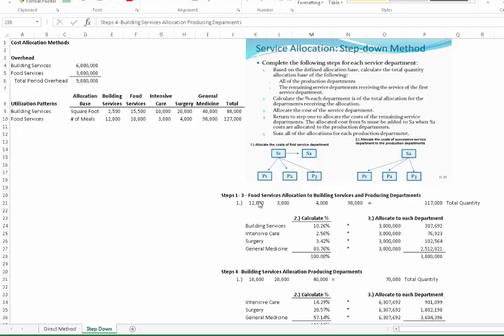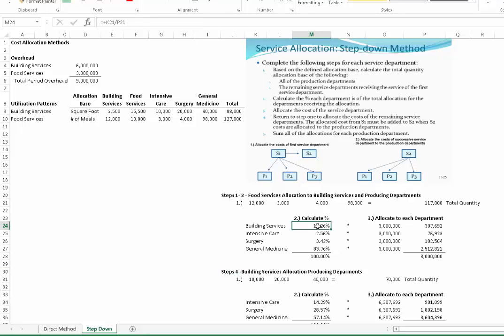So the way you do that is you find the total quantity of allocation base. What you need to do is pick up the allocation base for building services, intensive care, surgery, and general medicine. So we've got the 12,000, 3,000, 4,000, 98, which gives us a total this time of 117, which becomes our denominator as far as doing step 2, which is calculating the percentage. So again, it's very similar to the direct method after this as far as how it gets calculated.